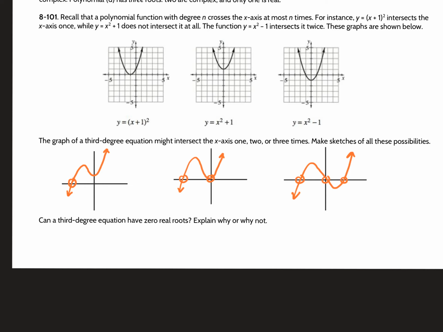And the answer there is no. And the reason is we're going to have one side of our graph pointing up and one side of our graph pointing down, since we are talking about an odd degree. It means the ends go in opposite directions, which means that no matter how I draw this odd degree polynomial, it's going to cross the x-axis at least one time.